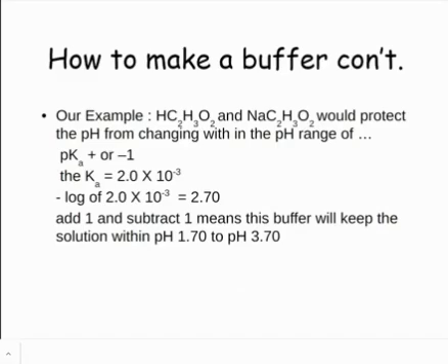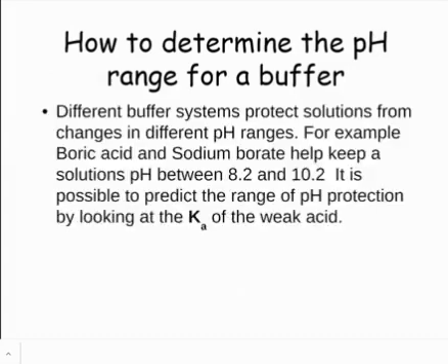I get to figure out which pH range I want to protect in, and I can pick it off a list of Ka values. Okay, let's try one more. So different buffer systems protect solutions from different pH ranges. So let's think boric acid. It's not one of our 6 strong acids. It is a weak acid. And then sodium borate. You can put sodium on each and every single time.